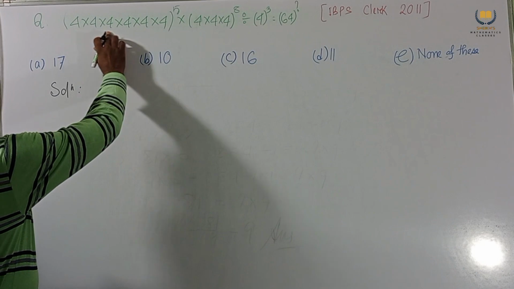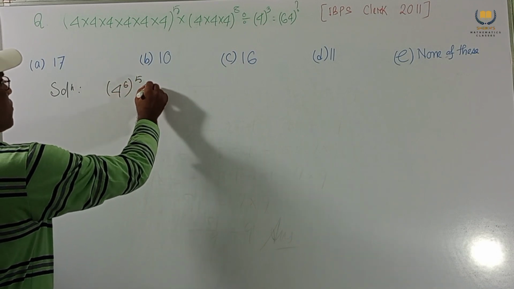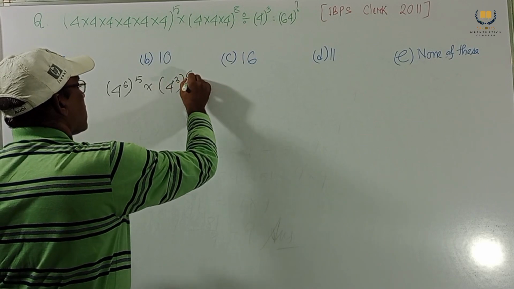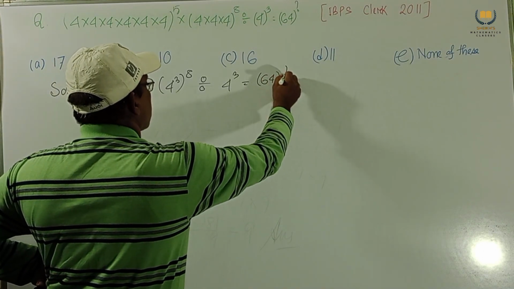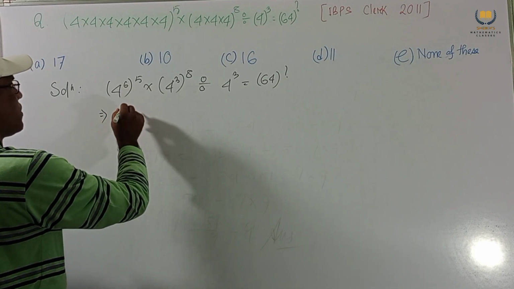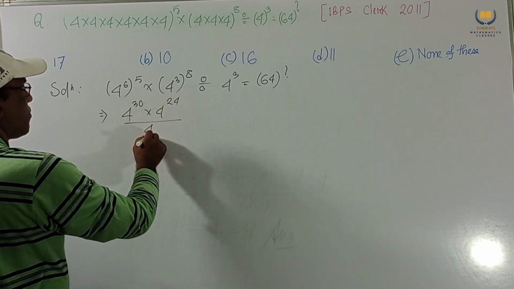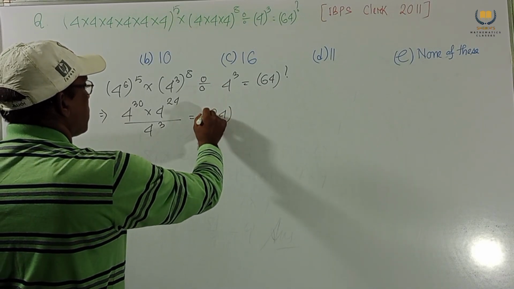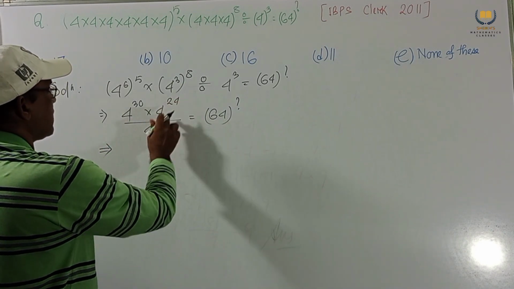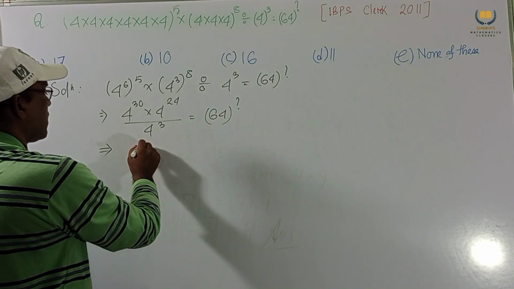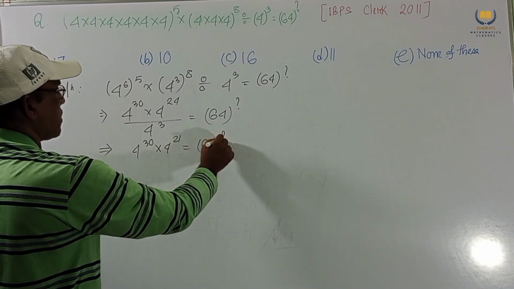We consider this problem. How many times is 4? 1, 2, 3, 4, 5, 6. So 4 to the power 6, whole to the power 5, into 4 cube to the power 8, divided by 4 to the power 3, equals 64 to the power question mark. This is 4 to the power 30, and this is 4 to the power 24 divided by 4 to the power 3, equals 64 to the power question mark. This cancels, and we get 4 to the power 30 into 4 to the power 21 equals 64 to the power question mark.